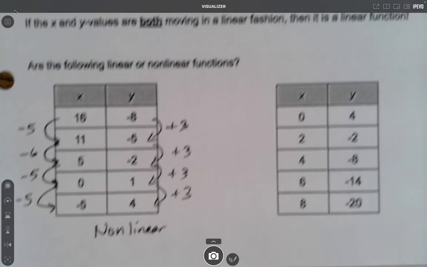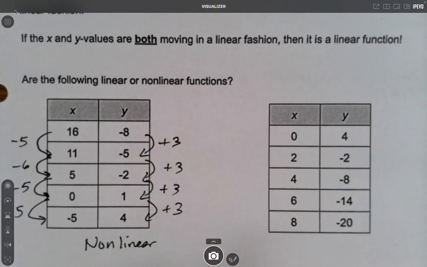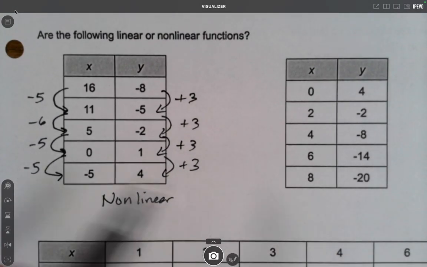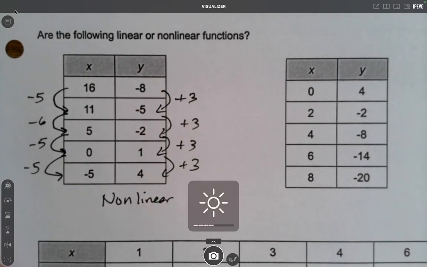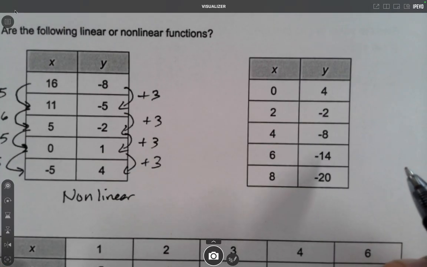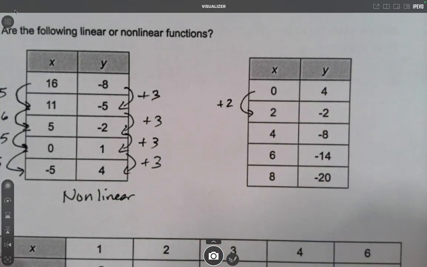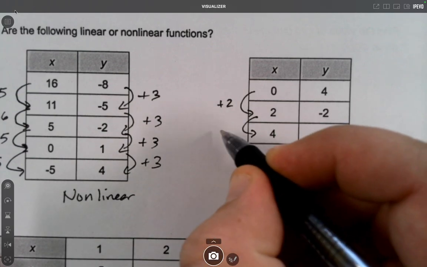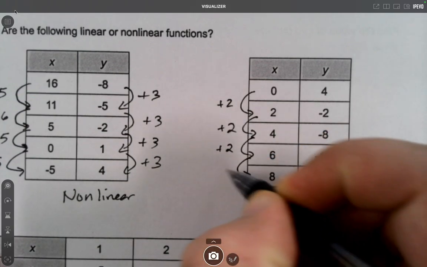And both, as it says right up here, both the x and y values have to move in a linear, consistent fashion in order for it to be a linear function. So as soon as you see one of them doesn't work, you can say, no good. So let's follow the same pattern over here, this one. Starts at 0, then goes up 2, from 2, up 2, up 2, up 2.